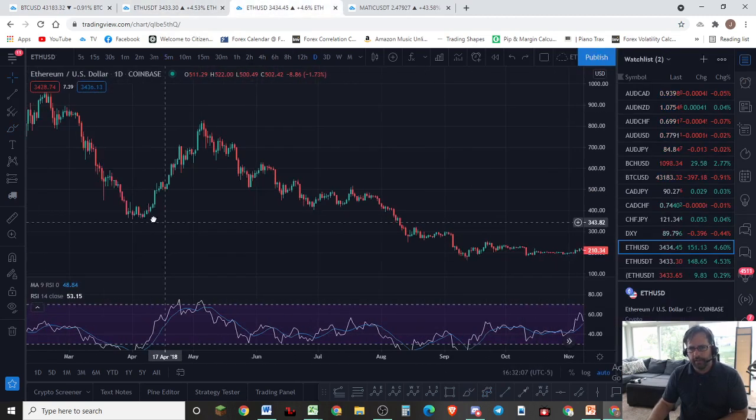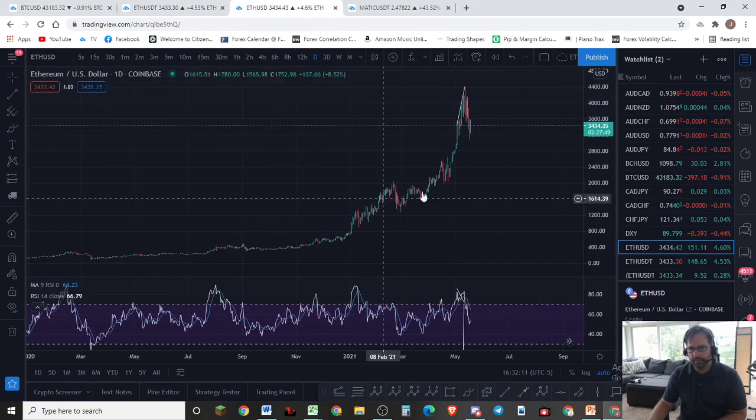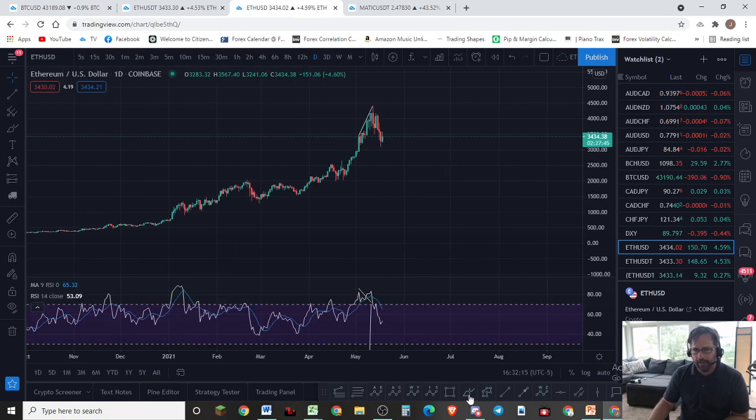Ethereum on the daily chart. There we go. That's going to allow Ethereum to go on up and make another high like that.